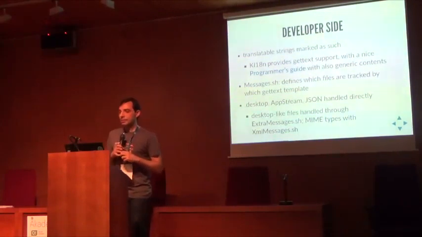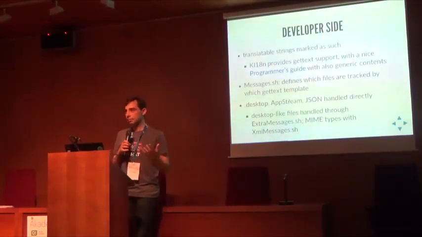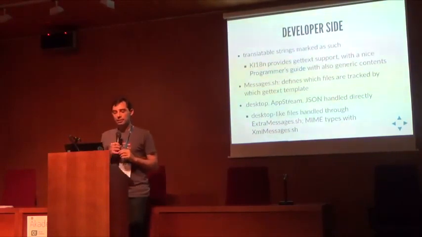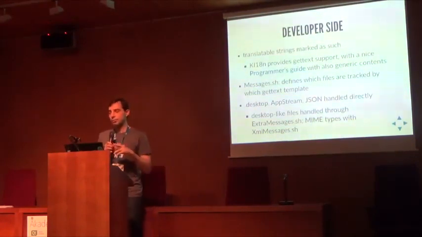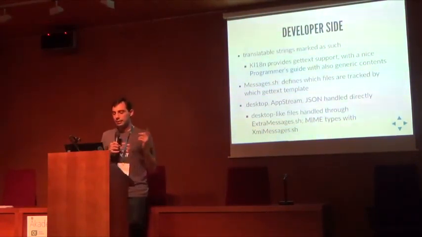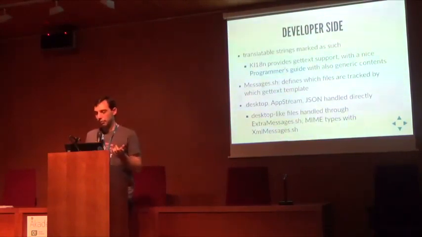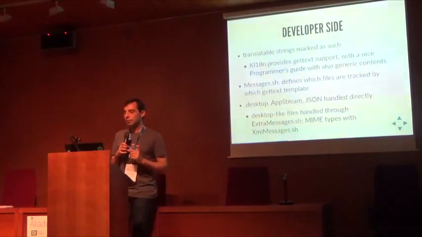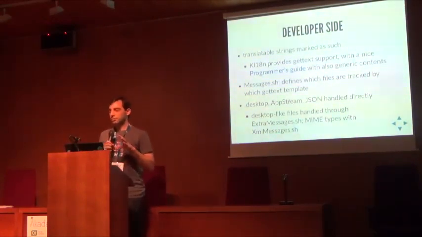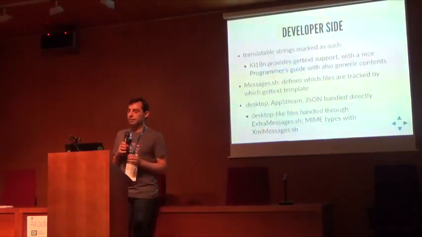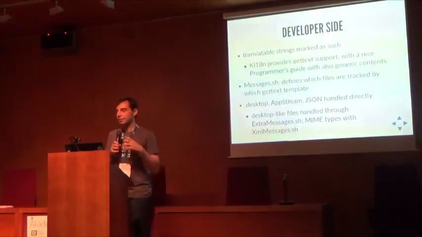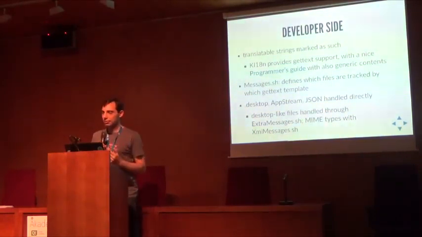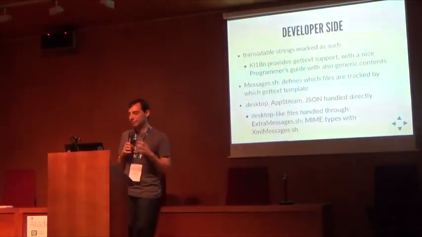On the developer side, in the code, the translatable strings are marked, and this works both for the GetText translations and the Wiki-based translation system. In the documentation of the KI18n framework, which provides the GetText support, there is a nice programming guide, which has content specific to that framework. But there are also a few interesting suggestions on how to code in a way that you don't complicate things for translators. And in the end, you have a better user interface, so that even if it's hidden there, it's more generic.